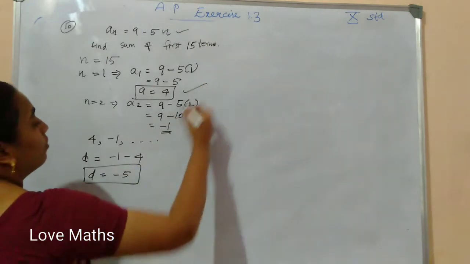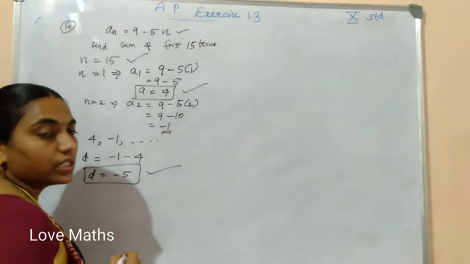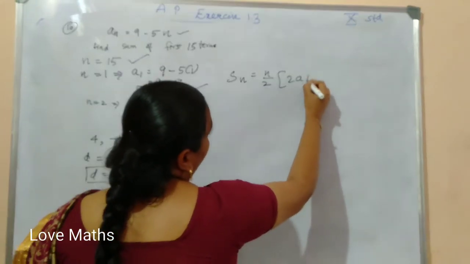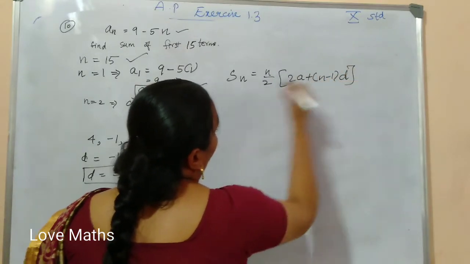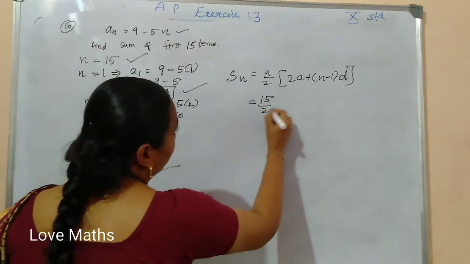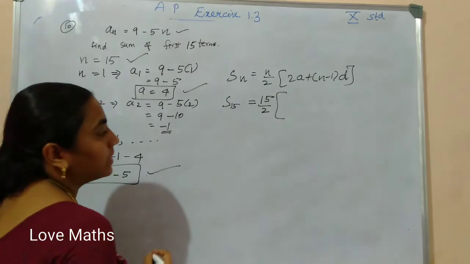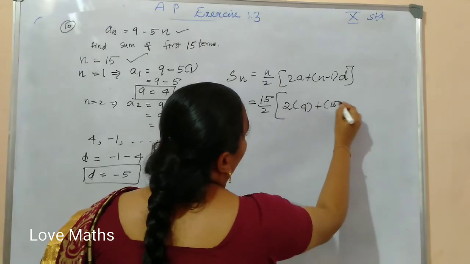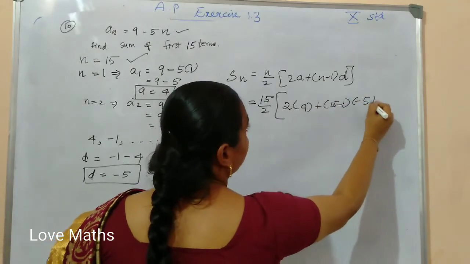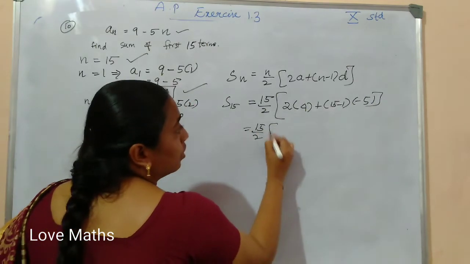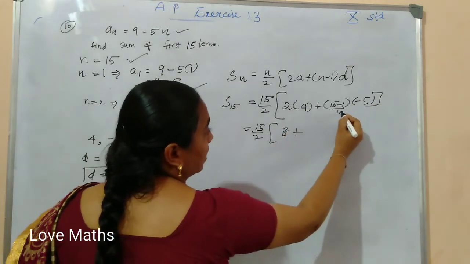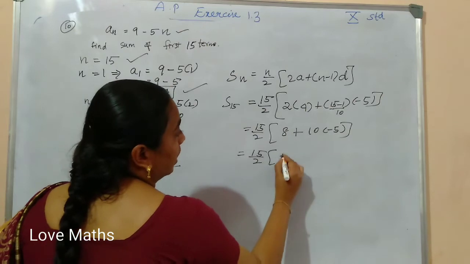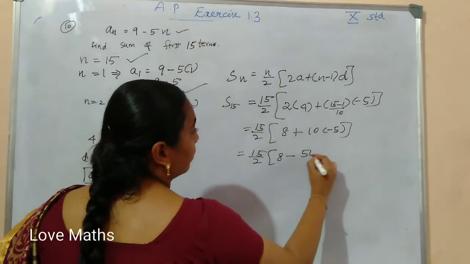Now I know the A value, D value and N value. So substitute. Sn is equal to n by 2 into 2a plus n minus 1 into d. So n is how much? 15 by 2, because it is S15. Next, 2 into a is 4 plus 15 minus 1 into d, which is minus 5. So 15 by 2, 2 4s are 8, 15 minus 1 is 10, 10 into minus 5. 15 by 2, 8 plus, minus 10 5s are 50.